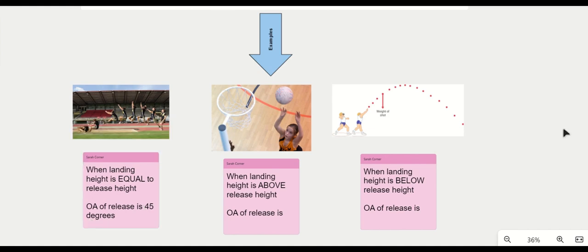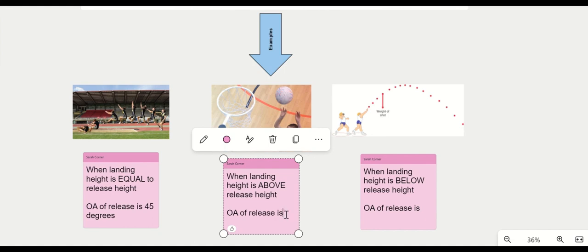It's slightly different for something like netball, so you're underneath the post, or basketball where you're underneath the post, or it might even be a bunker shot in golf, so you're in the bunker and you have to get the ball up and onto the green. So if we have a look, when the landing height, I know the ball doesn't land on the net, but you're wanting it to go level with the net to fall in. So when the landing height is above the release height, the optimal angle of release is above 45 degrees.